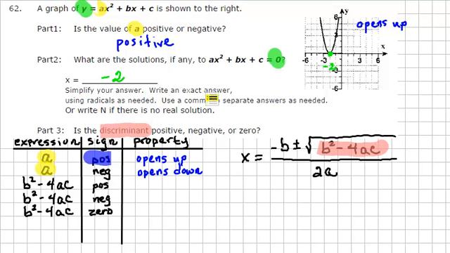Now what we've already seen in part 2 is that this equation has one solution. So what we need to do is to decide, what do we know about the discriminant if there is just one real solution? Is the discriminant positive? Is it negative? Or is it 0?